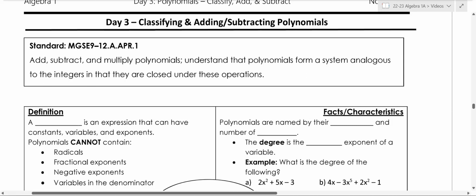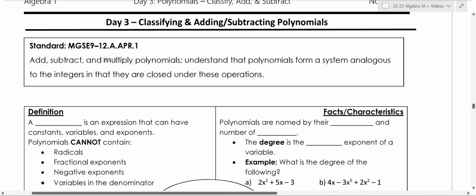The standard is APR 1, and it's a very important standard that you need to master because you're going to need it in geometry, you're going to need it in algebra 2, and you're going to need it in your last math class. And if you go to any type of certification college classes and they give you math, you might need it there as well. Here we go.